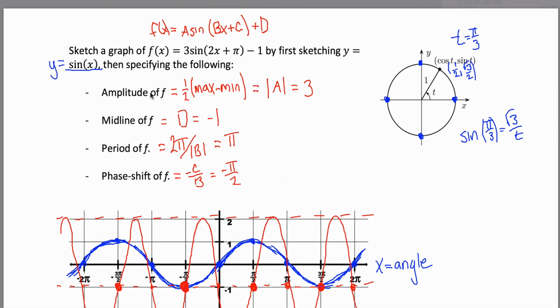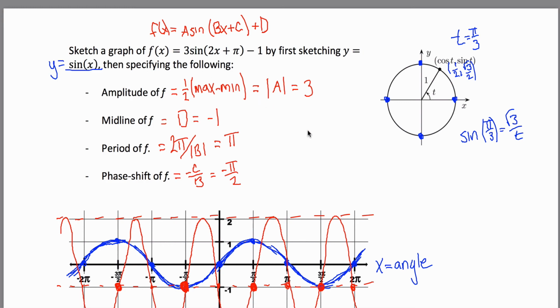So again, amplitude, it's always the absolute value of A. Midline, it's always whatever D is. The period, it's always 2 pi divided by the absolute value of B. And the phase shift is always -C/B. And those 4 facts are true whether it's sine or cosine, either graph you're dealing with. And you might be like, what about tangent, and secant, and cosecant, and all those other ones? We're going to deal with that in another chapter, so don't worry about that. For now, it's just sine and cosine that I want you to be comfortable with.